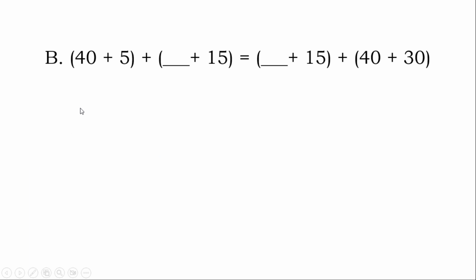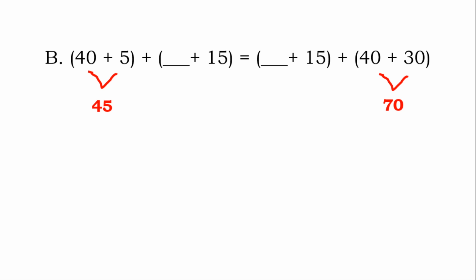Let us have another example. The mathematical sentence is 40 plus 5 plus blank plus 15 equals blank plus 15 plus 40 plus 30. Now let us first solve the first sequence of numbers. 40 plus 5 equals 45 plus blank plus 15. Again, let us first solve the numbers inside the given brackets. The second sequence of numbers is 40 plus 30 equals 70.